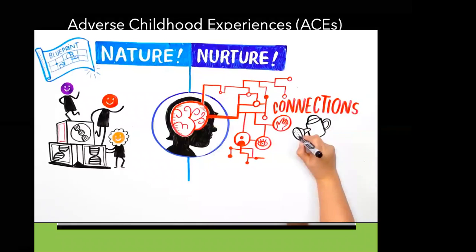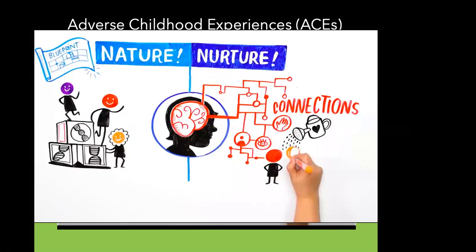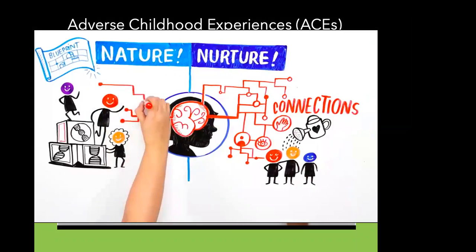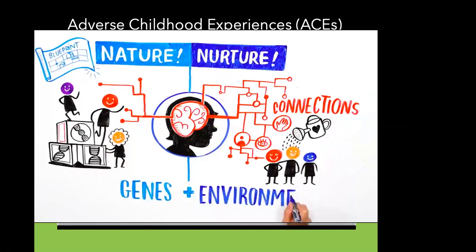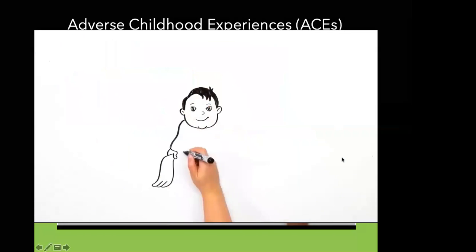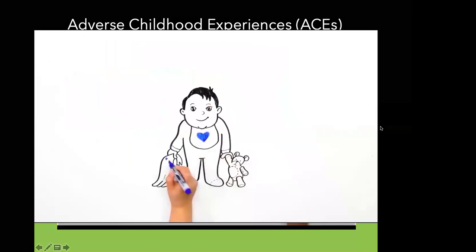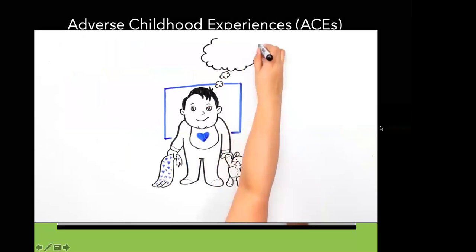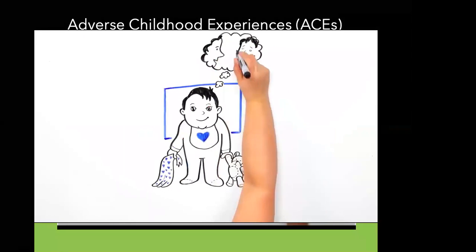Connections that are used more grow stronger and more permanent, whereas ones that do not get much use fade away. Together, genes and the environment build the foundation for all future development. Safe, stable, and nurturing relationships early in life lead to healthy development. But children's brains capture other experiences as well.